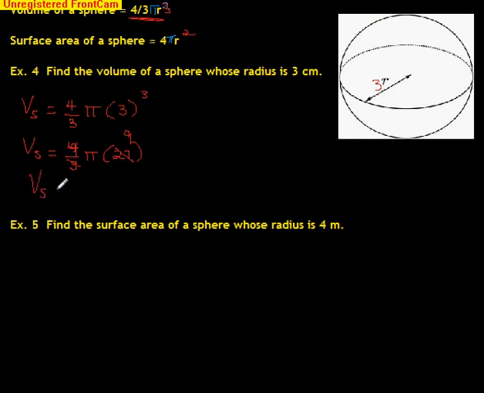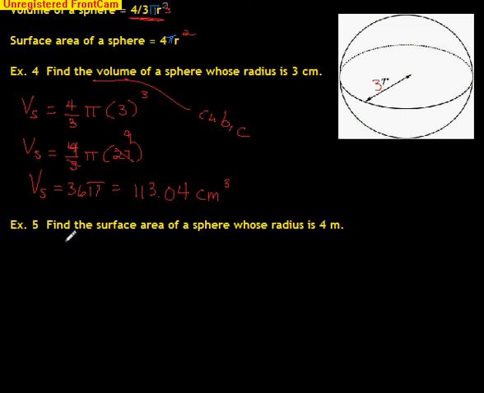So volume of a sphere, that would be 36 pi, and then you just put it in your calculator, and you're going to get an answer of 113.04 cubic centimeters. Always remember, volume is always cubic. Alright, so make sure you get that 3 there, even though I didn't do that. Okay, let's go down here.